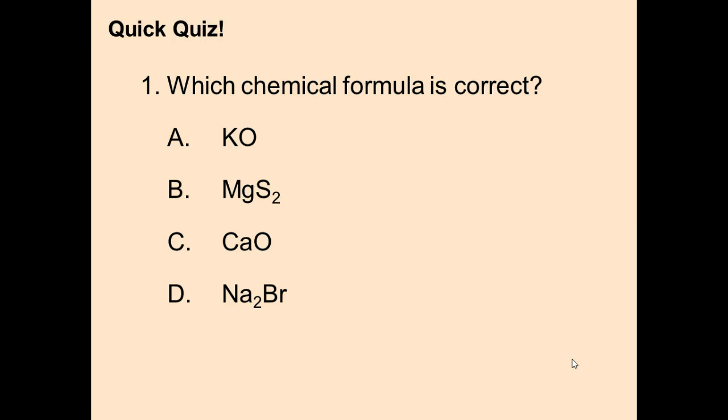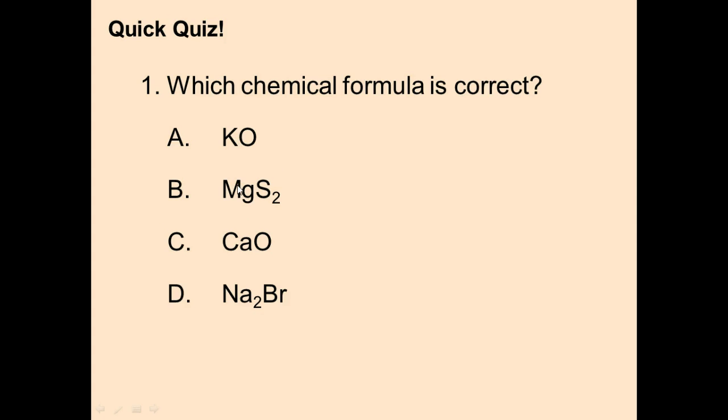And so here's a quick quiz to see what you learned. Write the chemical formula, or which chemical formula is correct. So let's look at A. K and O. K has a charge of +1, but O has a charge of -2. So these two charges don't equal each other, so this one is incorrect.